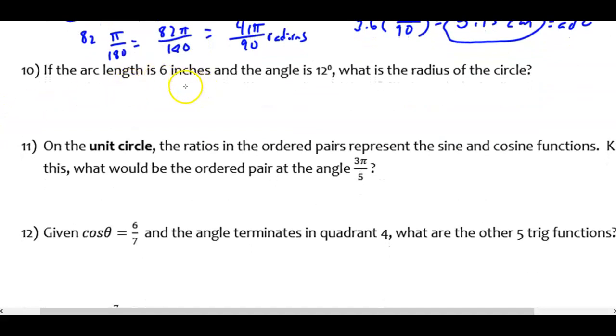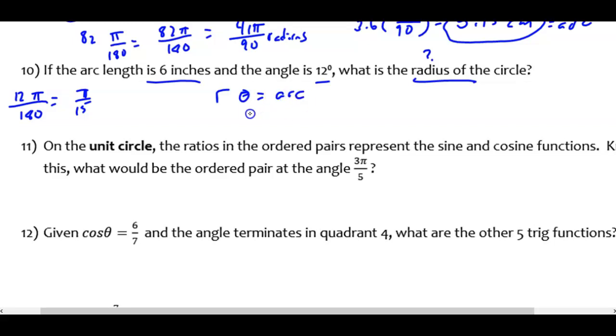If the arc length is 6 inches, so this time we have the arc length and we have the angle of 12 degrees, we gotta find the radius. First of all, again, we need to convert that 12 into radians, 12 times pi over 180, reduces, and it gives us pi over 15. So again, r times theta equals the arc. So this time we know what the arc is. It's 6. We know what theta is.